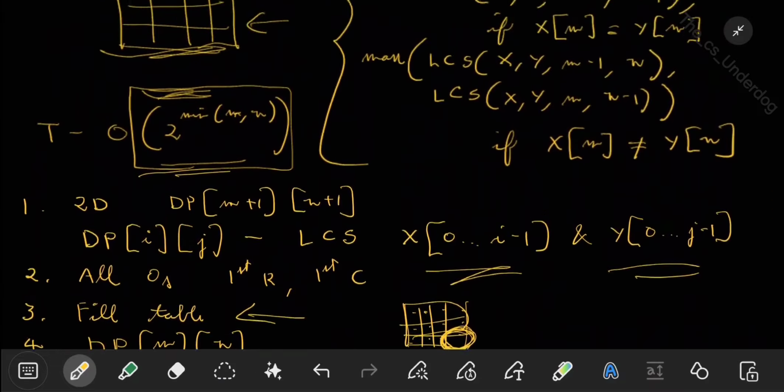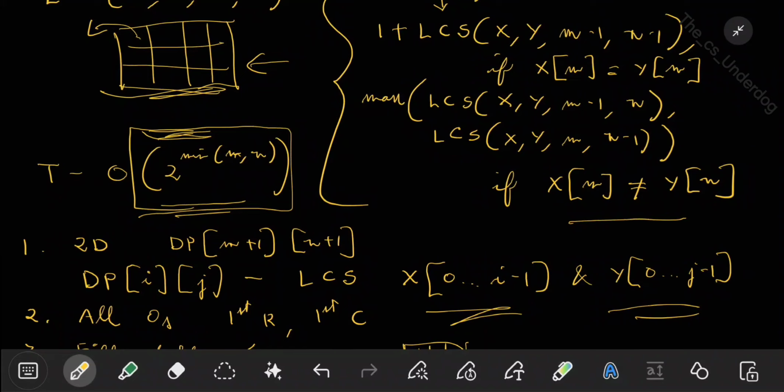What is the next case? The next case is, in case the last letters do not match, what do you do? You take the maximum of two possibilities. One possibility is that the first string has one letter less and the second string has all its letters, and the other possibility is that the first string has the complete string and the second string has one letter less.